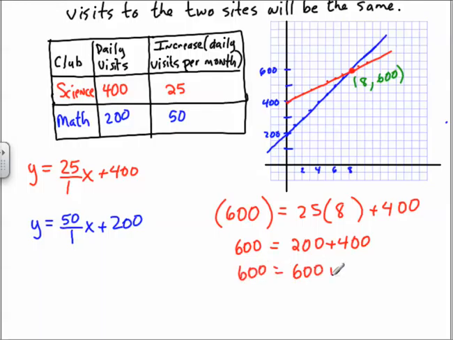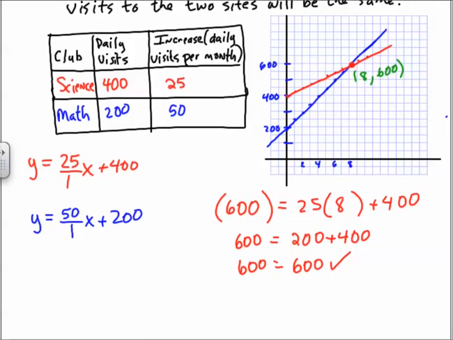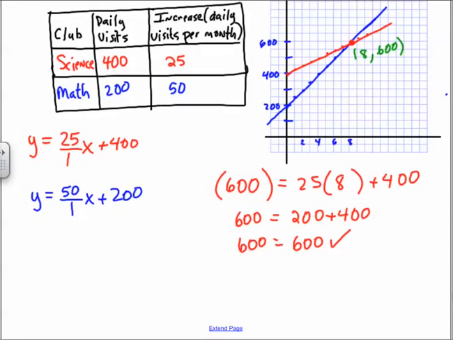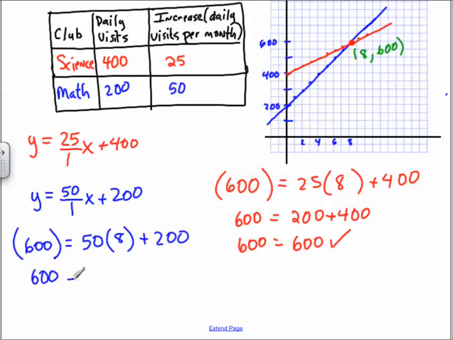Not bad. That's good. But let's see if that's true for the Math Club. We want to make sure that that's the right thing for the Math Club. So we're going to get y is 600 is equal to 50 times the x, which was 8, plus 200. Okay, so 600 is equal to 400 plus 200. Occasionally my pen just goes wacky on me. And I'm going to get 600 is equal to 600.